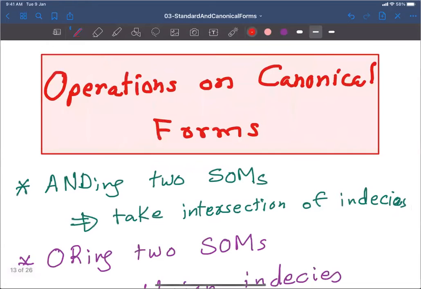Okay, so today we are going to discuss the operations on canonical forms, okay? So what are the operations? We mean logic operations or binary or Boolean algebraic operations. We can AND two sum of min terms, and then the result is going to be the intersection of the indices, okay? Let me show you what I mean by this, okay?